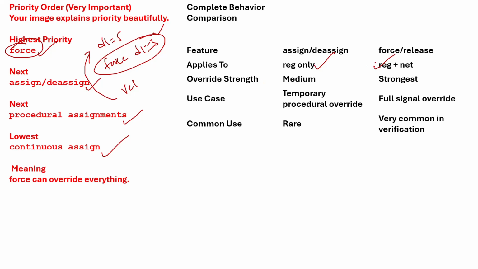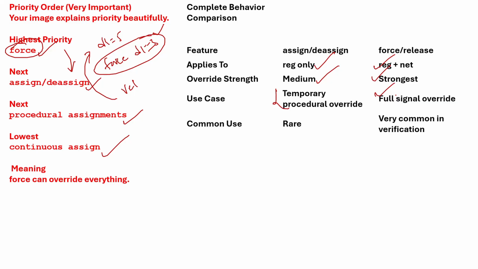Okay, so override strength is the strongest for force. Okay, force and release is the highest priority, the strongest priority in your module. Okay, and then override is medium strength, that means assign and deassign. After force and release only we have assign and deassign. Okay, and then procedural assignments are next. So they temporarily store the values, right? So this assign and deassign is temporarily storing the values.